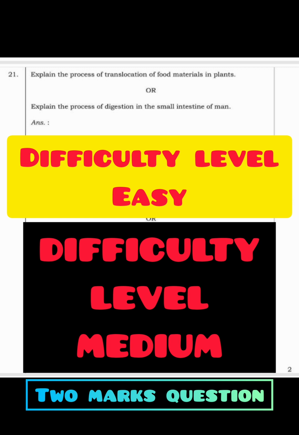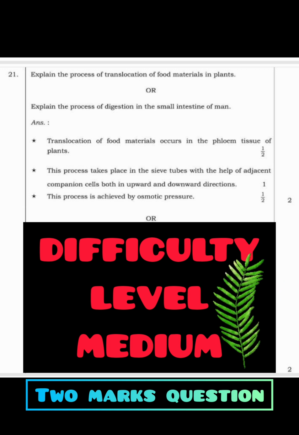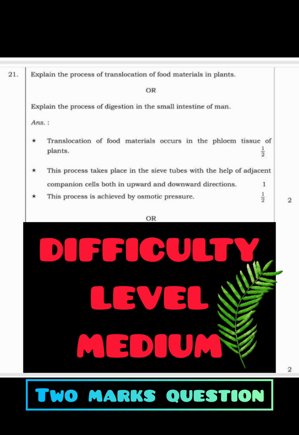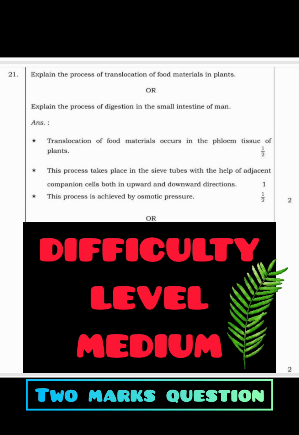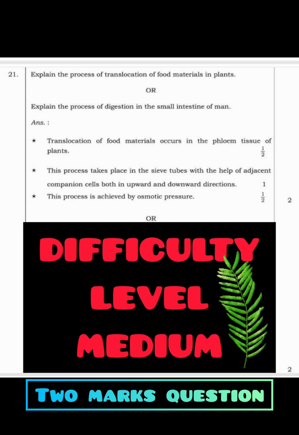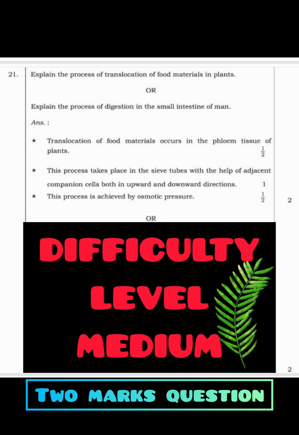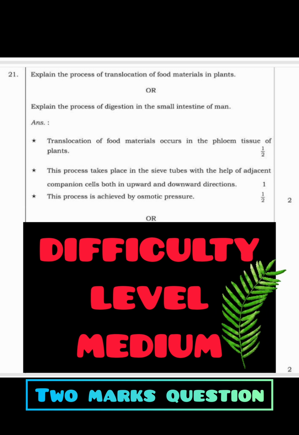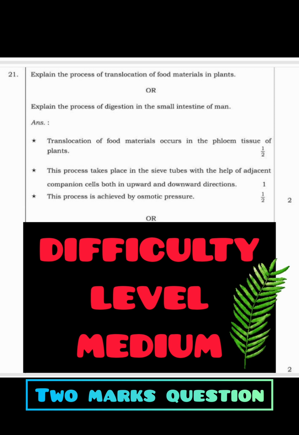Next 2 marks question. Explain the process of translocation of food materials in the plants. The correct answer is translocation of food materials occurs in the phloem tissue of plants. This process takes place in the sieve tubes with the help of adjacent companion cells, both in upward and downward directions. This process is achieved by osmotic pressure. There is another question, that is an optional question.